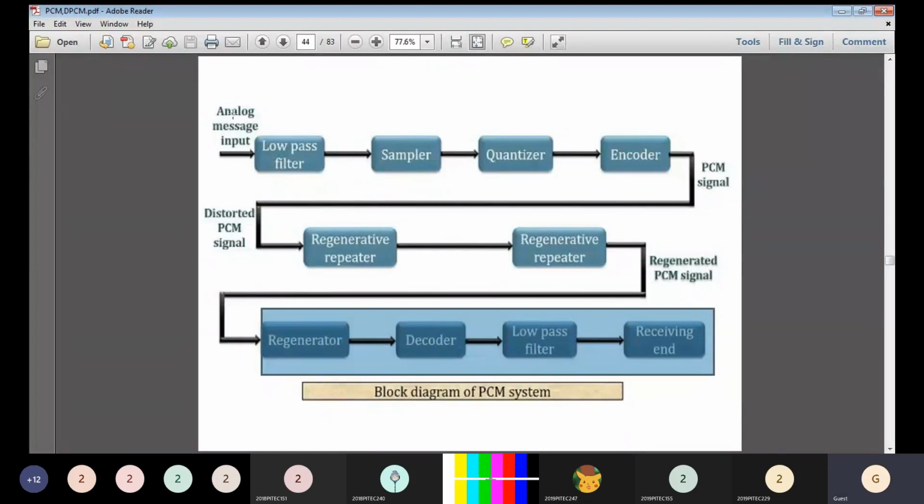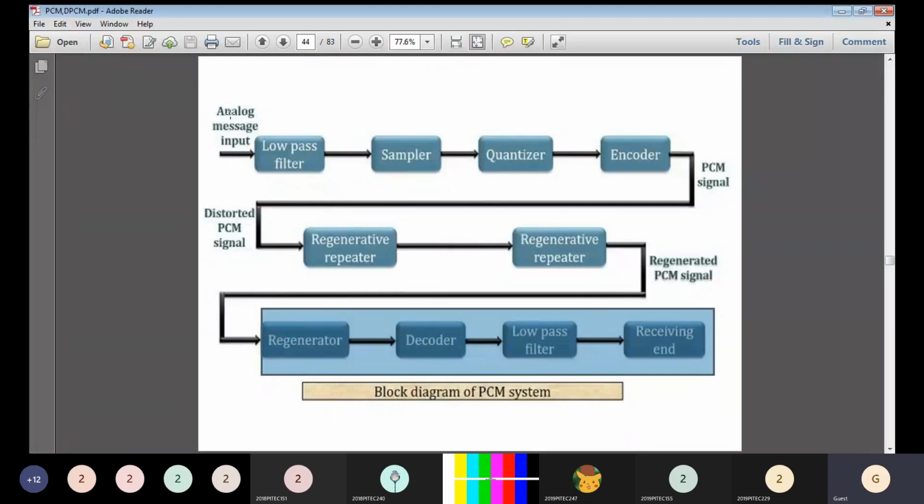So what are the pre-processing steps done by the transmitter? First, we pass our analog input signal to a low pass filter. The function of the low pass filter is simply to filter our message signal alone. It eliminates the high frequency components. Why? Because high frequency components are said to be noise.